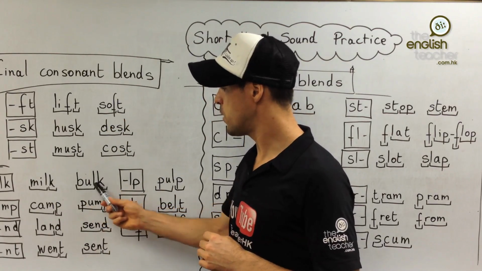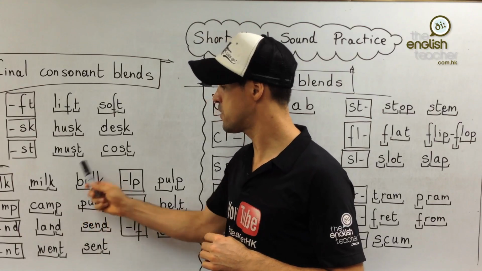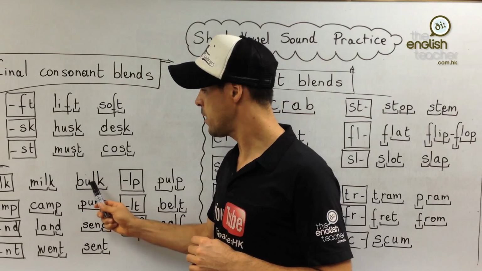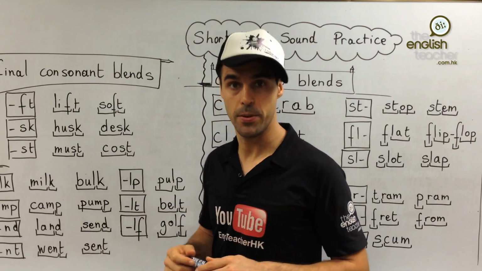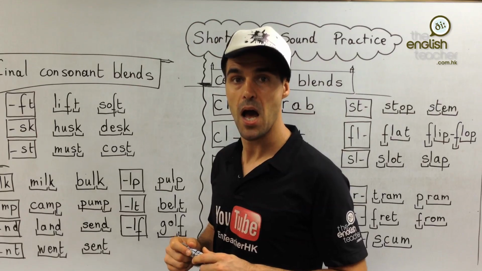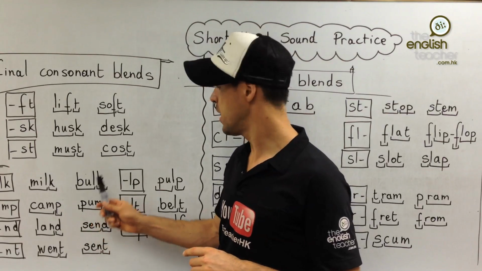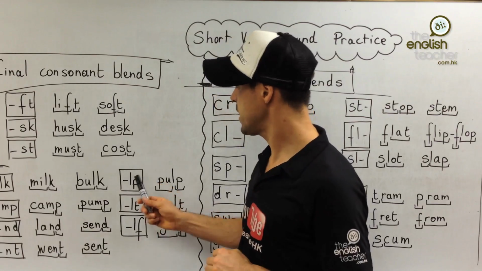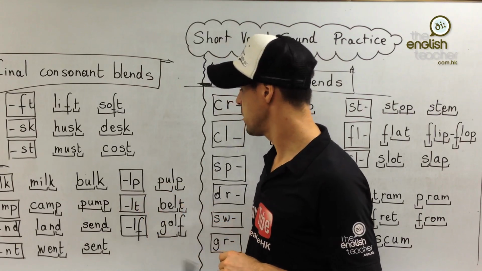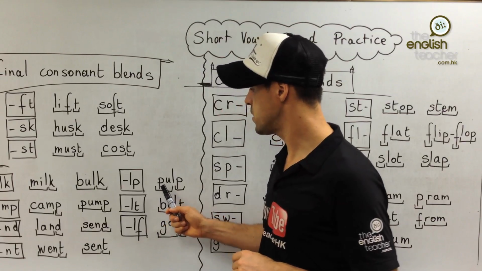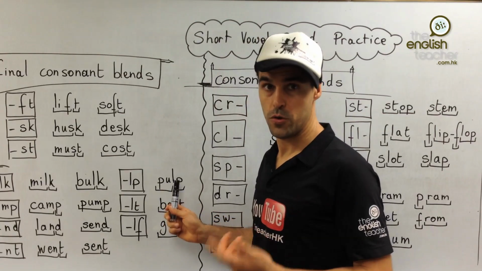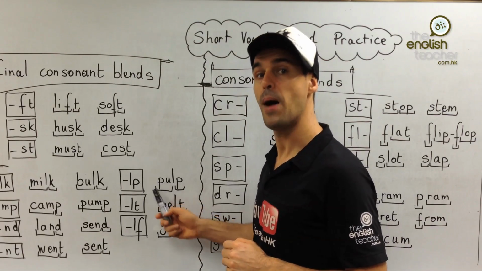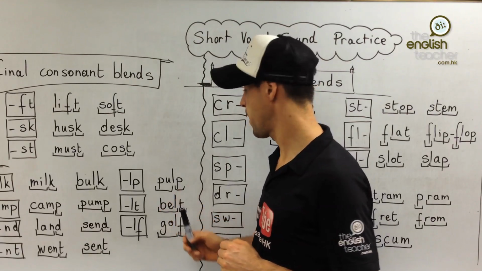The next one is also LK, but we take the first three letters, B-U-L, and the U sounds like the U in cup, so we say ba, bul, and then add a K, bulk, all right? The next one ends in LP. So here again, the first three, this is P-U-L, U like in cup, so pulp, okay?